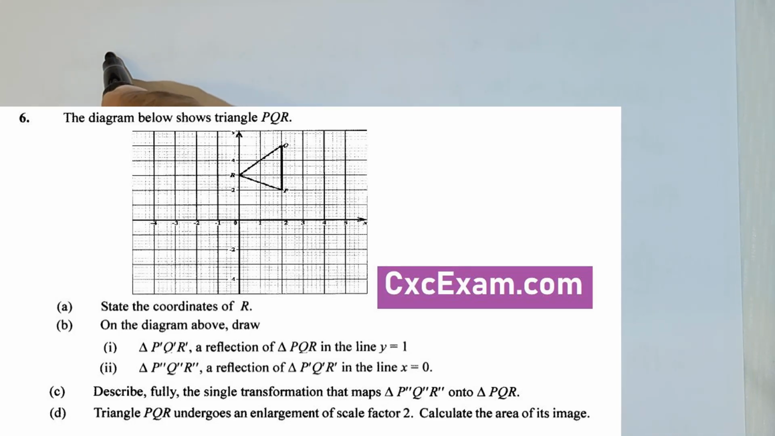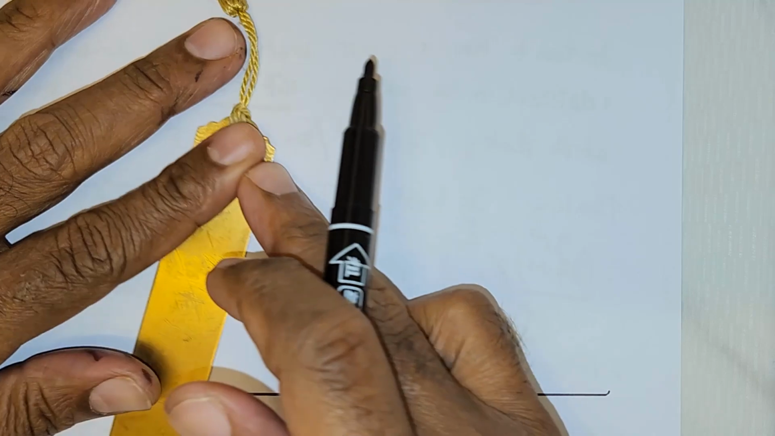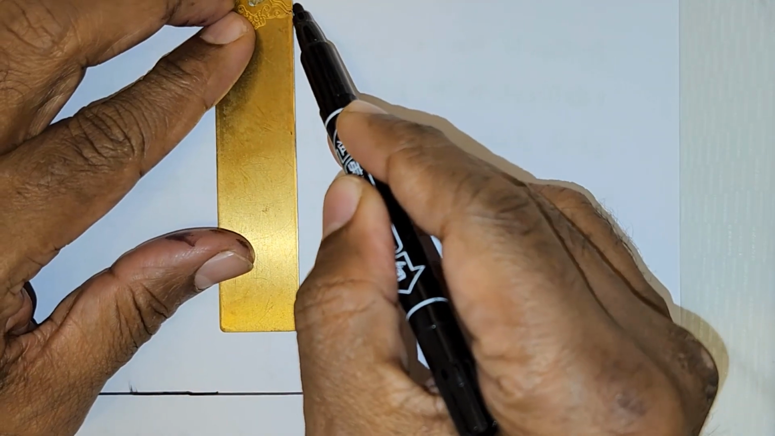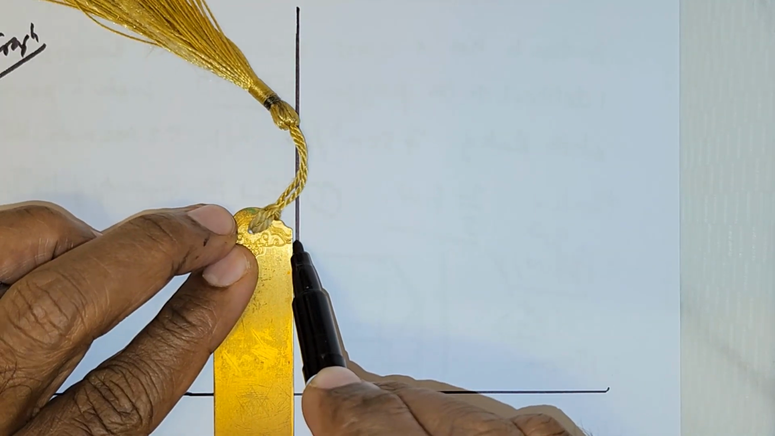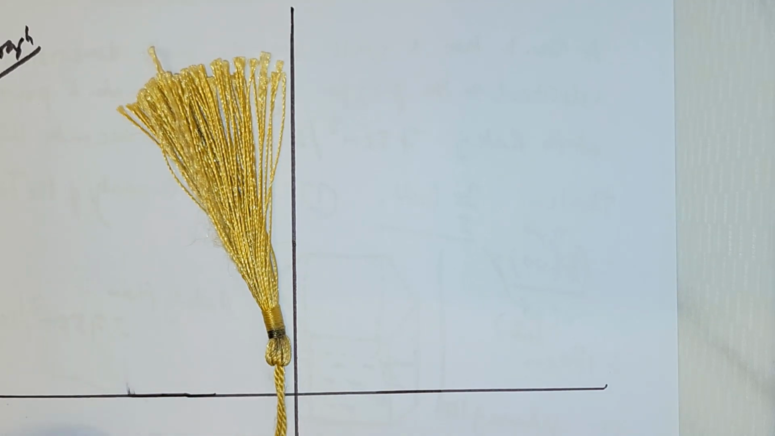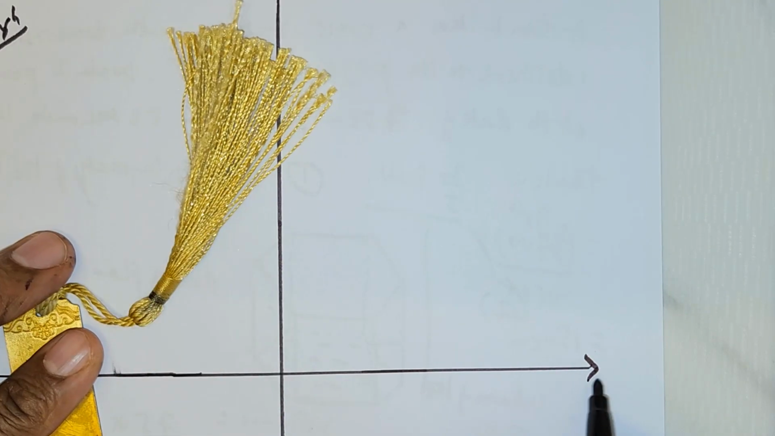Now this is the next question. We need to have a graph for this. Now you are given a graph sheet. I need to just manage with this. Okay, all right. Now, okay, this is the x-axis.